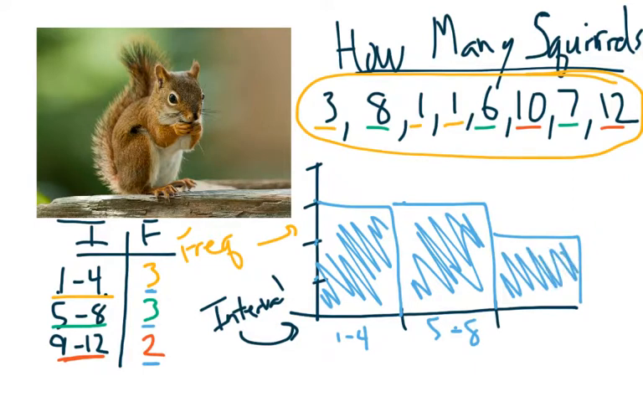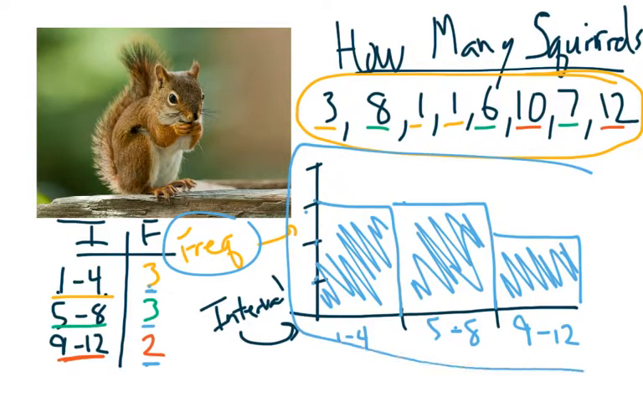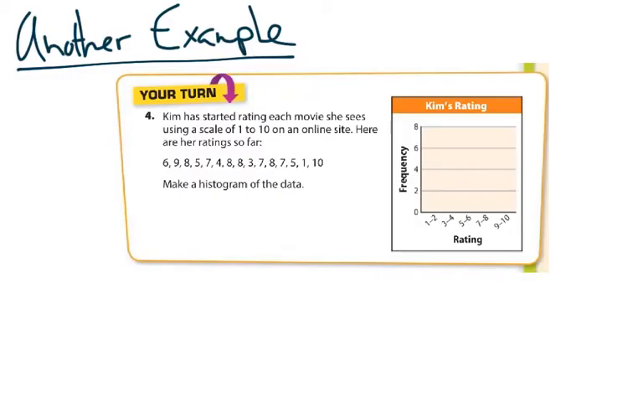And there we go. We've made a histogram, 9 to 12, and then this shows us how many times it happened, the frequency. So there were 3 days in which there were 1 to 4 squirrels, 3 days there were 5 to 8, and 2 days in which there were 9 to 12. And this graph helps us see that as well. So now let's take a look at another example.